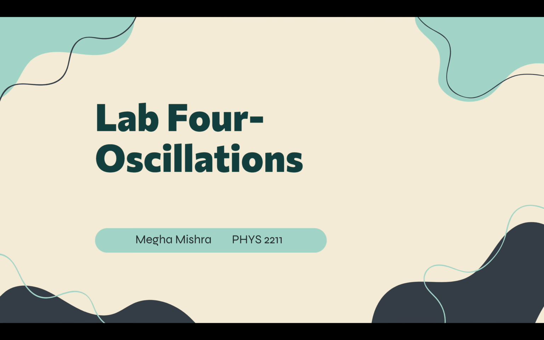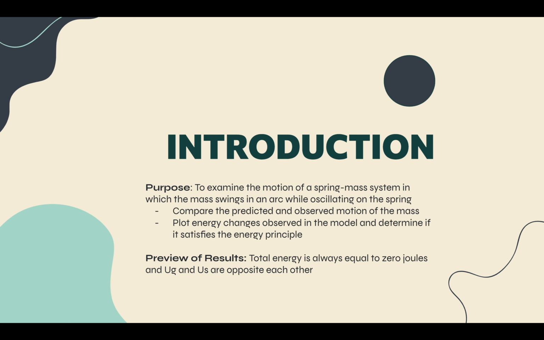My name is Megan Mishra, and today I'll be discussing the 4th Physics 2211 lab on oscillations. To start, the main purpose of the lab is to examine the motion of a spring mass system in which the mass swings in an arc while oscillating on the spring. We'll do this through comparing the predicted and observed motion of the mass, and by plotting energy changes observed in the model and determining if it satisfies the energy principle.